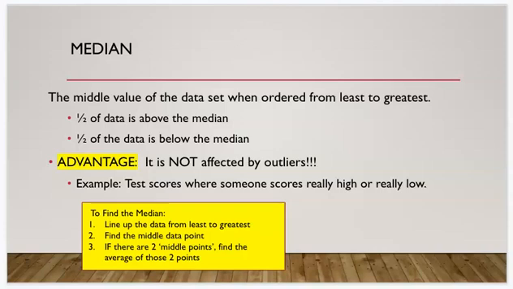To find the median, we line up the data from least to greatest, and we find the middle point. If there are two middle points, because there's an even number of data values, we will find the average of those 2 points. Let's look at an example.